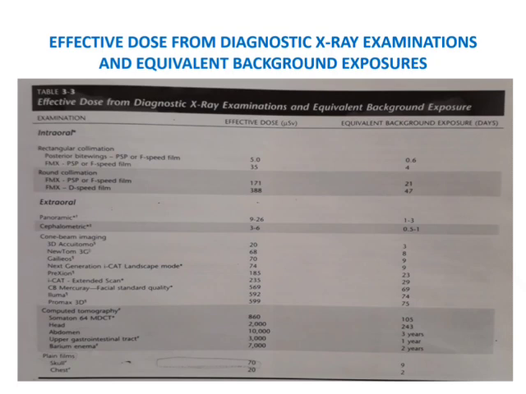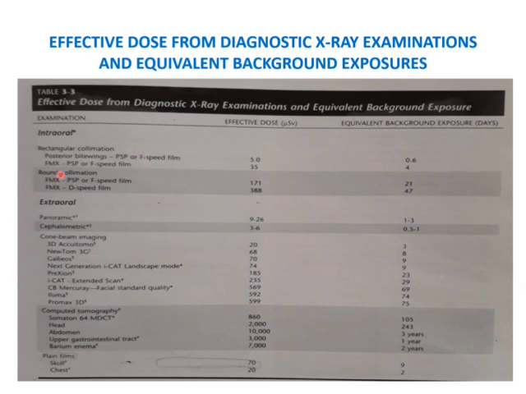So effective dose from various equipment for intraoral X-rays: regarding the rectangular collimation while taking the posterior bitewing using PSP or F-speed film, the effective dose is 5 microsievert. Whereas using round collimation, the effective dose is found to be 171 microsievert. So comparatively, using a rectangular collimation is better.